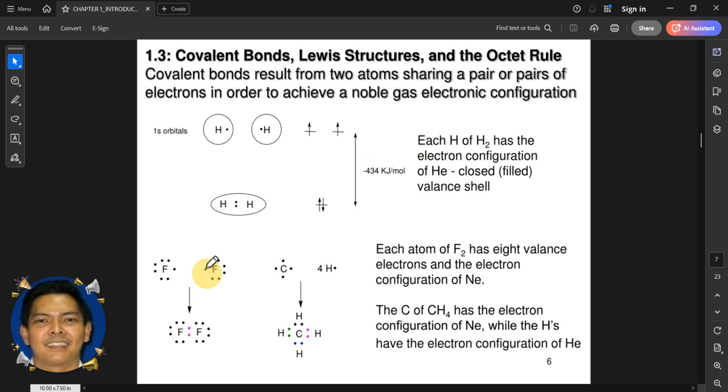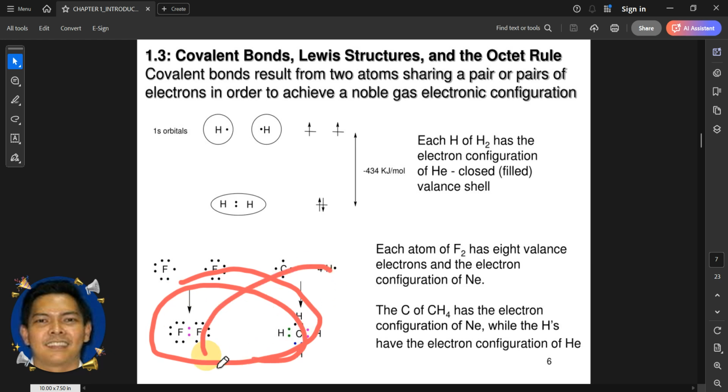Okay, so each atom here, you can see, carries 8 valence electrons, and the atom configuration of Ne is in here. You can see here the C of CH4 has the electron configuration of Ne, while the H has the electron configuration of He. You can see them being combined together to produce this molecule.